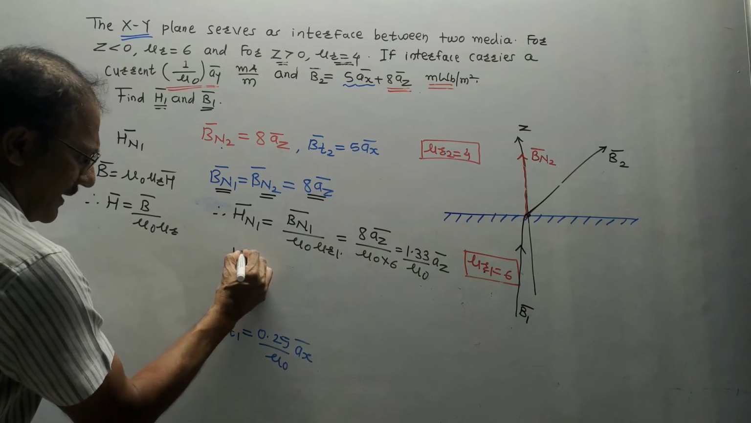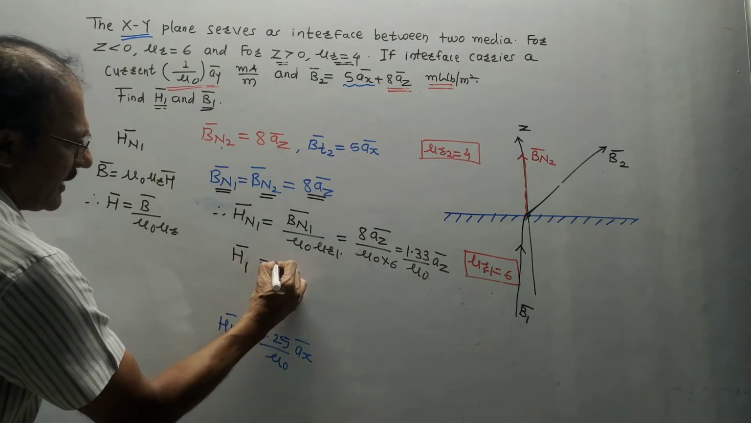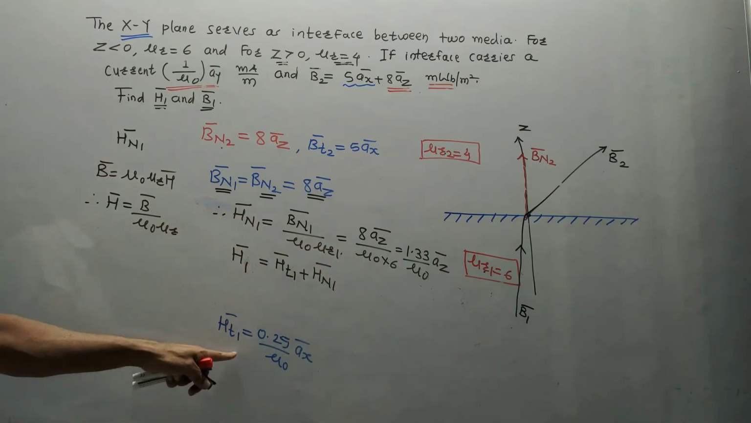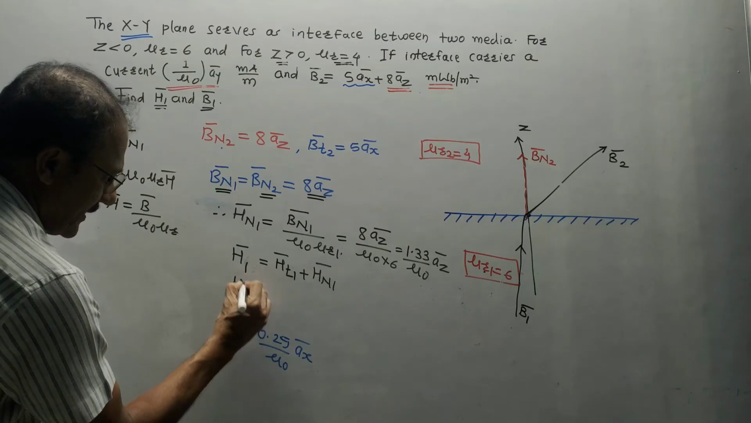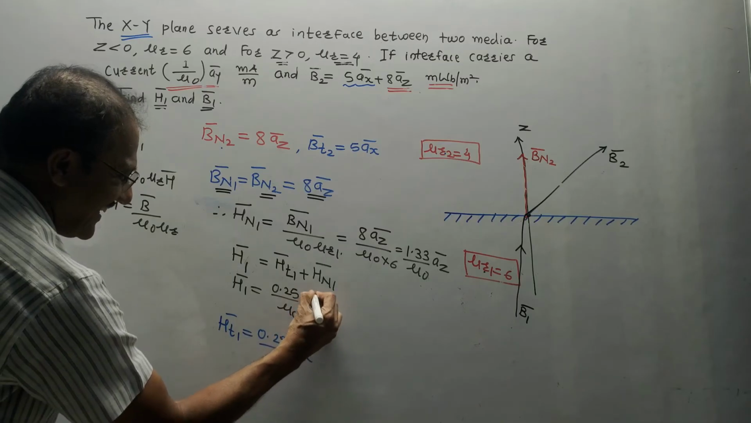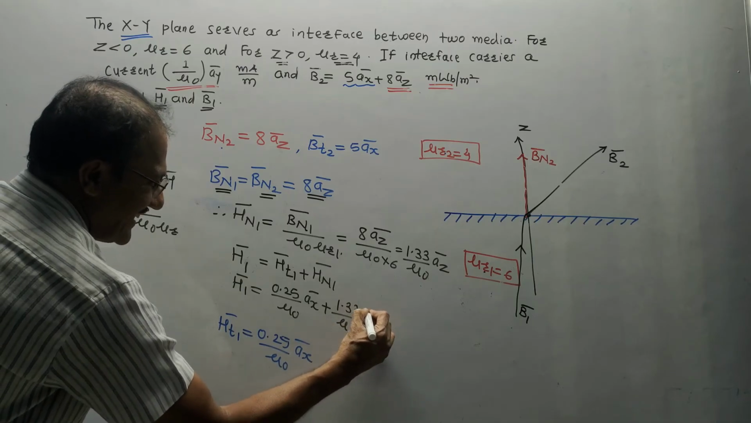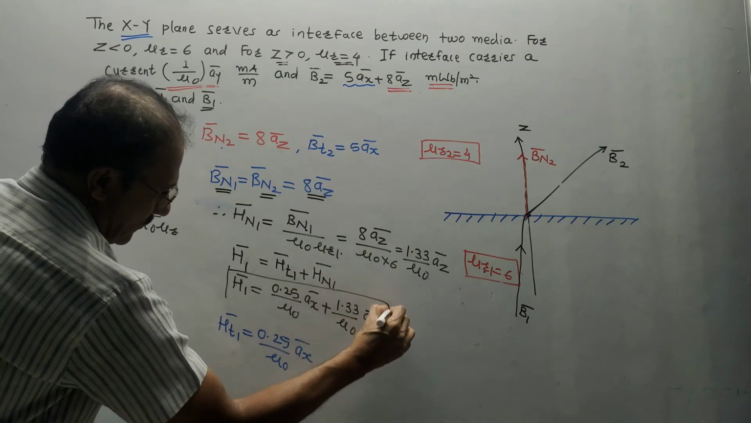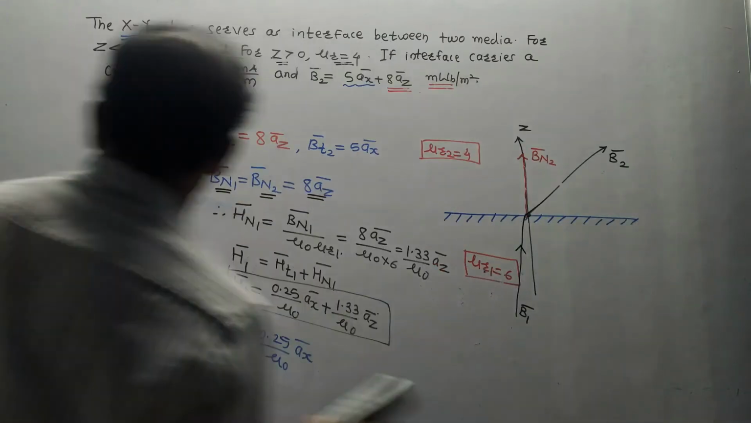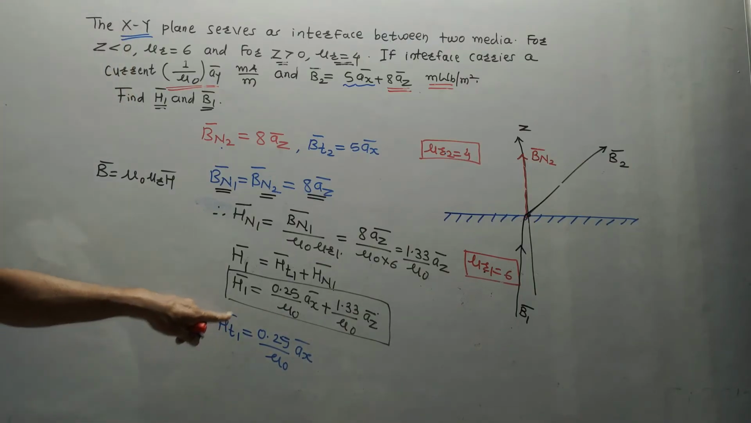Now with the basic formula, H1 bar is equal to HT1 bar plus HN1 bar. We already calculated the value of HT1 bar. So this equation can be written as 0.25 upon mu 0 AX bar plus 1.33 upon mu 0 AZ bar. This is the answer of the first part, that is H1 bar. Now the remaining calculation is more simple. What I want is the value of B bar. So this is the value of H1 bar.